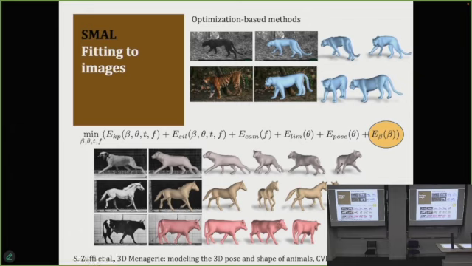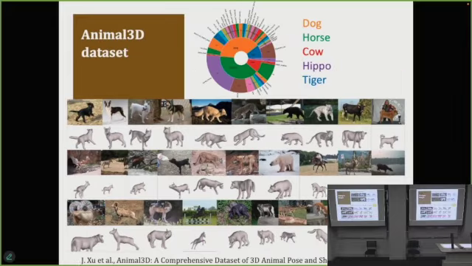Interestingly, recently some people have taken this energy minimization fitting procedure and created a very large data set by fitting the SMAL model, the animal model, to images. Here are all the species this paper called Animal3D has considered for the 5 families in SMAL: the dog family with all these different dog breeds, horse, cow, hippo, and tiger. And tiger means also lions and so on. So now we have a multi-species 3D data set.